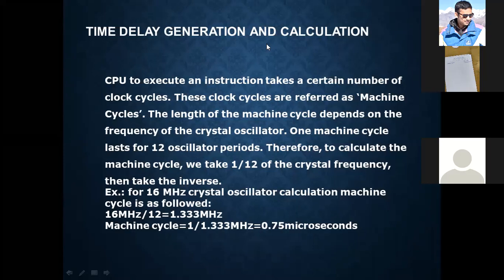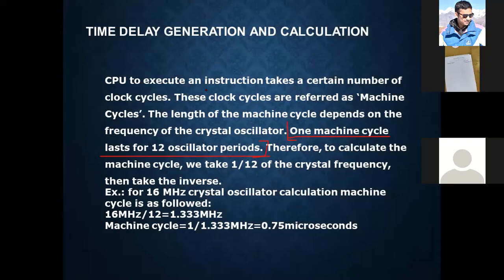Clear? Now there is an example: for a 16 megahertz crystal oscillator, the calculation of machine cycle will be as follows. That is 1/12. One machine cycle lasts for 12 oscillator periods. That is decided by the manufacturer itself. We cannot change it. Whatever I have underlined is said by the manufacturer, we cannot change them. So for a 16 megahertz crystal, the machine cycle will be 16 megahertz by 12, and the machine cycle will be the inverse of this.